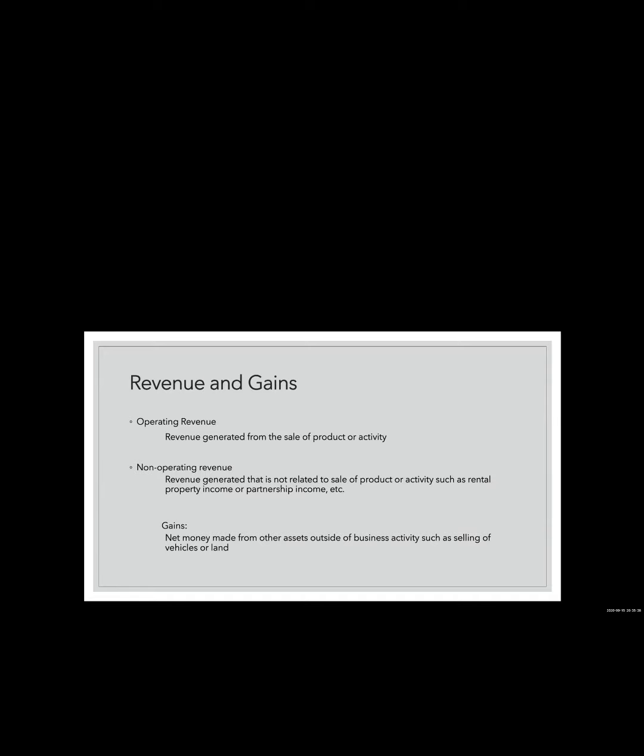So if you have a lemonade stand and you have a friend who wants to get in on this business, and then you open up another lemonade stand, and now that friend is paying you rental property income, boom, that's non-operating revenue. That's not related to the sale of your actual product or the business activity. And then you also have your gains. It's net money made from other assets outside of business activity, such as selling of vehicles or land. So if you sell that other lemonade stand, then that is going to be listed on your gains on the income statement.